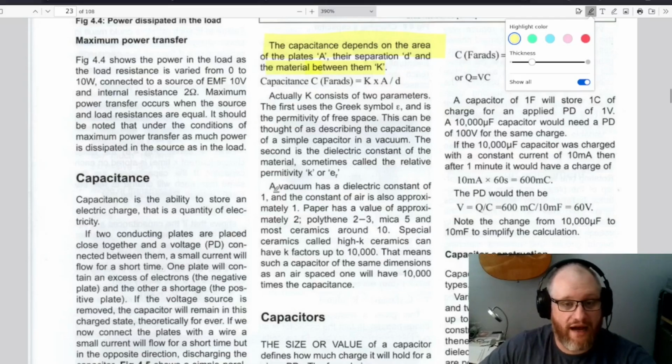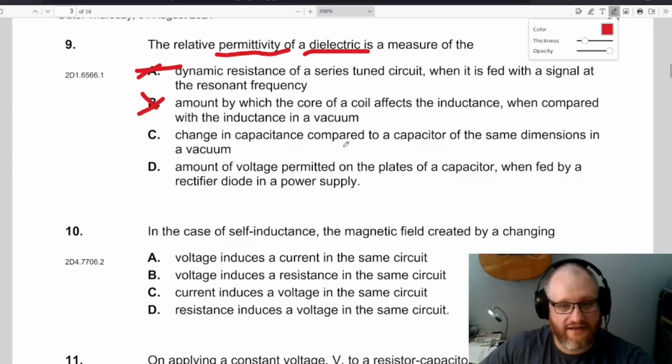So a vacuum therefore has a dielectric constant or a relative permittivity of 1. Air is fairly similar, it's also about 1. Other materials such as paper, polythene, mica, and ceramics all have different dielectric constants or relative permittivities, and those characteristics can be used to build various capacitors of different values with other characteristics which may be useful to radio amateurs or otherwise.